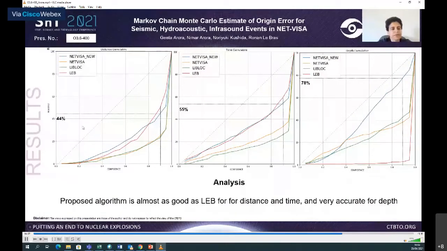The first graph here is for the distance. It shows that the orange line here for NetVisa and the green line here for LibLock are both so much worse compared to the red line here, which is for LEB. Now, LEB, remember, is the Human Reviewed Bulletin. However, the new NetVisa model in blue is comparable to LEB. The second graph here is for time and has similar results to the first one. The third graph here is for depth. And here the new NetVisa model is very close to the ideal dashed green line.